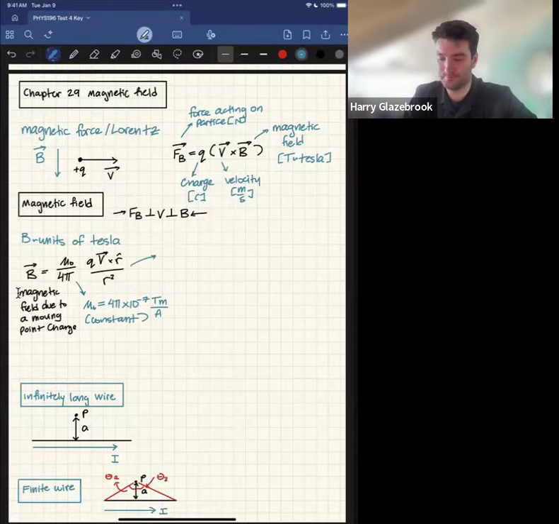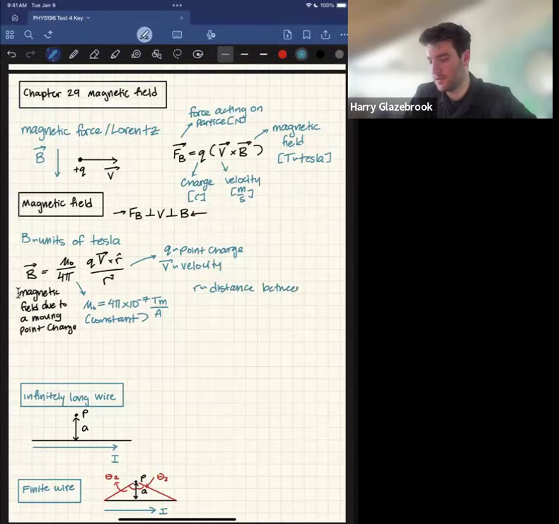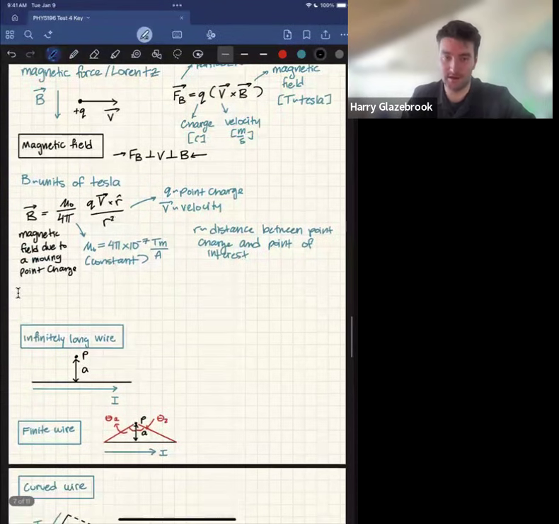I guess I might as well just say Q is the charge of the point charge. V is the velocity it moves with. Now, R is basically the distance between the point charge and your point of interest. So basically, if I have a moving point charge, I can find the magnetic field 1 centimeter away, or I can find it 1,000 centimeters away, and that's what R is specifying. Again, write this somewhere. You're not going to use it on the test.